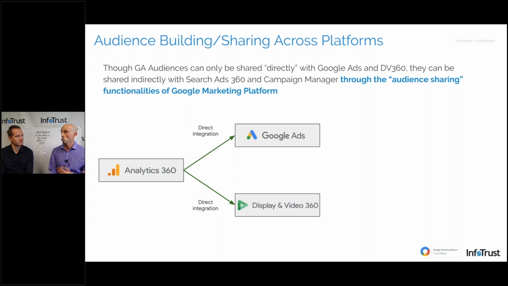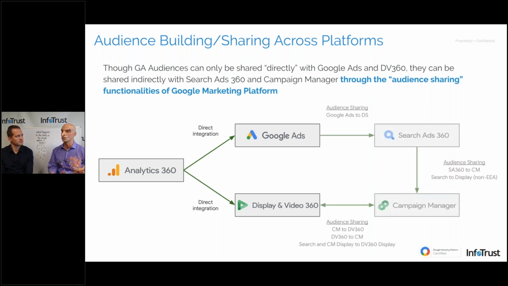Now, some of you may be using other Google media platforms, specifically search ads or campaign manager. It's important to note that the Google marketing platform has audience sharing capabilities built in. So even though you can directly integrate GA with Google Ads or Display and Video 360, through the audience sharing capabilities you can pass those audiences around to the different platforms. So there should be no concern about, hey, we don't use DV360, we only use ads and search ads.